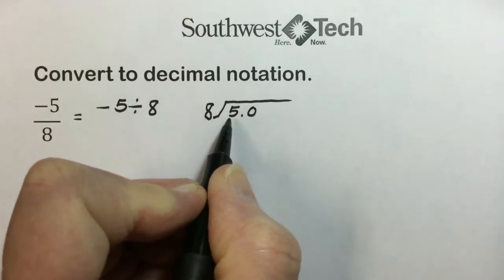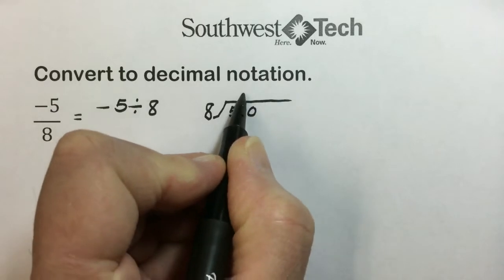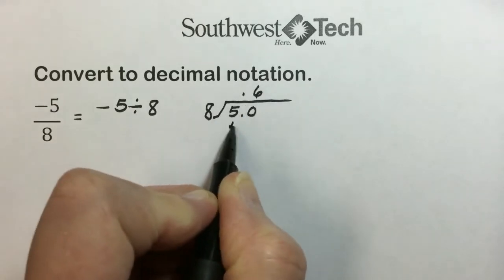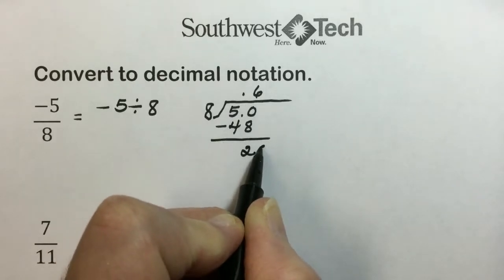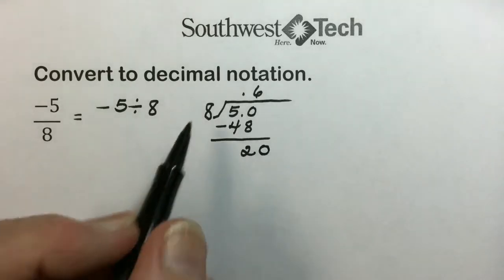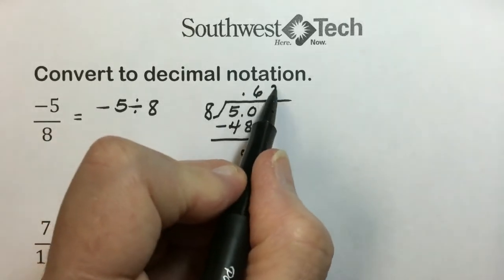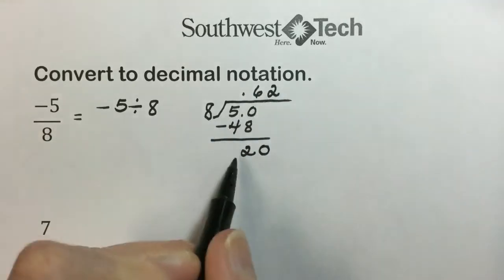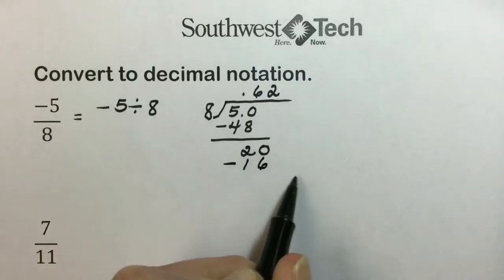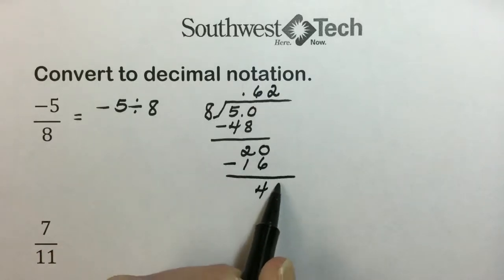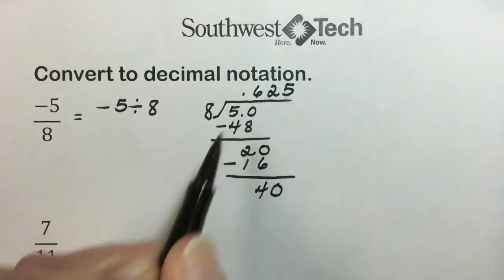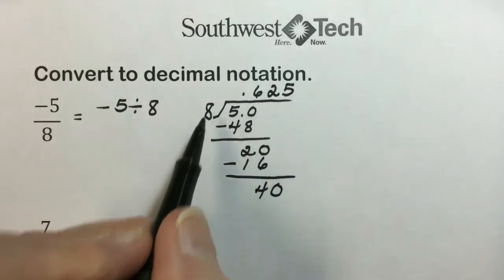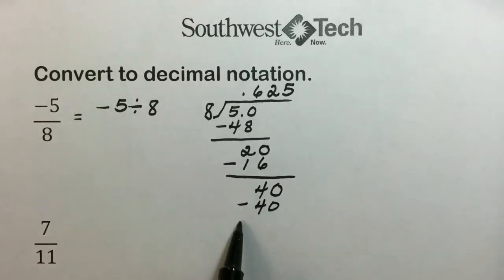8 goes into 50 6 times. 6 times 8 is 48. Subtract, leaving a result of 2. Put another 0. 8 goes into 20 2 times. 2 times 8 is 16. Subtract, leaves a 4. And last, 8 goes into 40 5 times. 5 times 8 is 40 with no remainder.